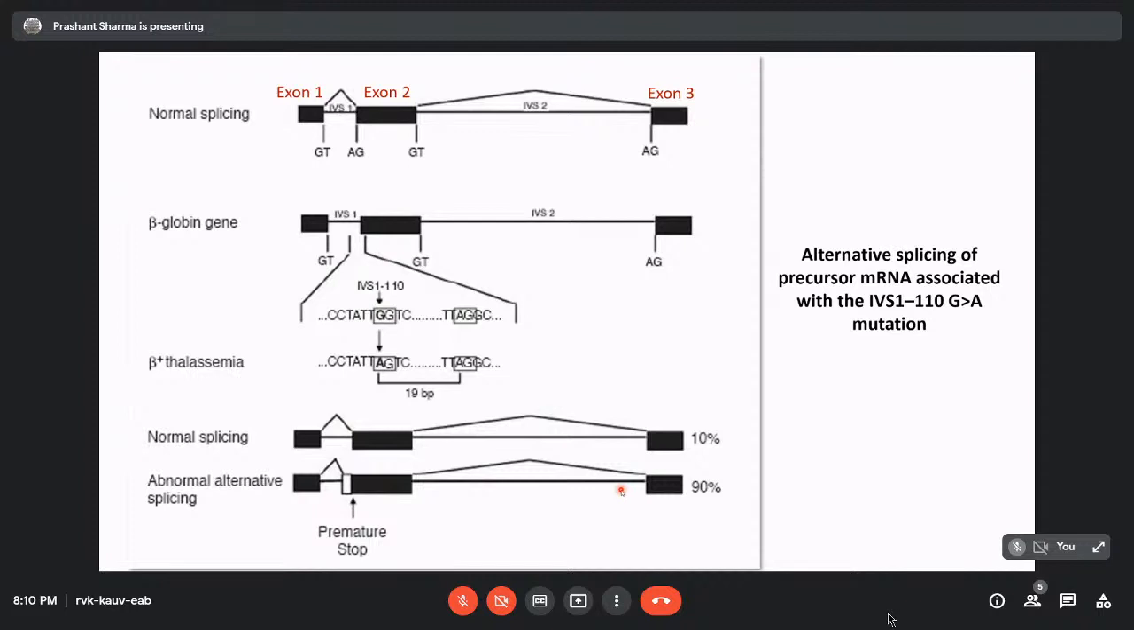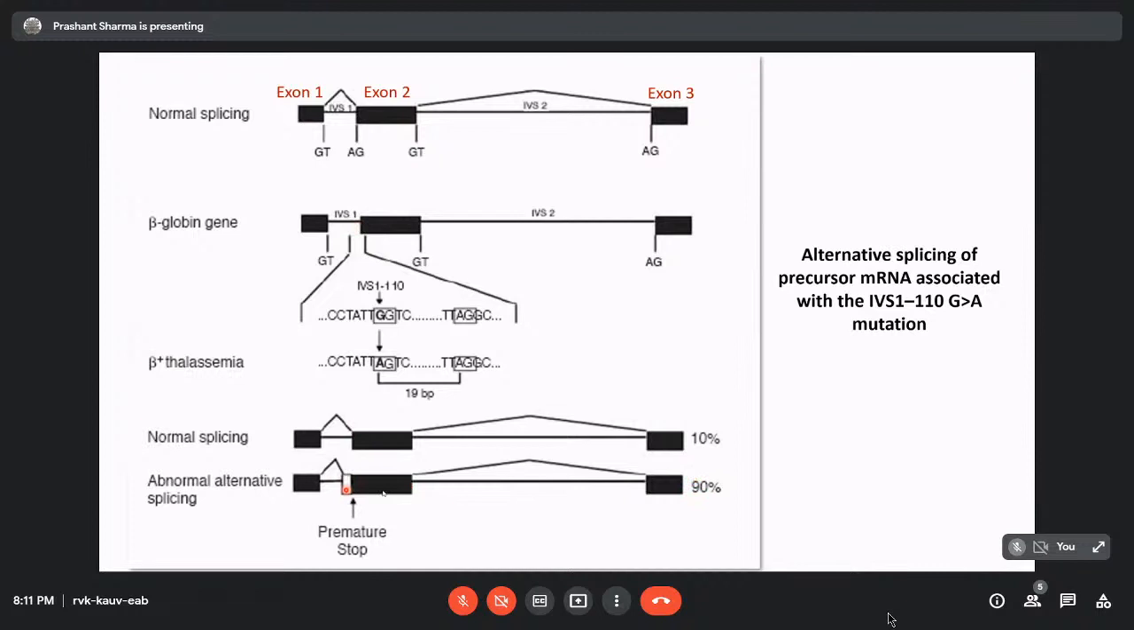-110 mutation. We can see this is the IVS1, and the normal splicing will happen at these junctions. On the other hand, if there is the creation of a new splice site, then instead of this, the spliceosome is going to recognize this as the new site from which to start the second exon. So what will happen is that we will have an extra 19 nucleotides included in the mRNA. So theoretically, this may not have led to too much of a problem, because we could have gone on to the end of it.